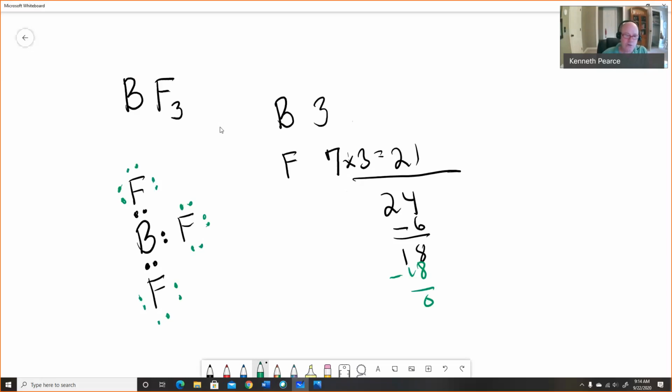And now we check for octets. The fluorines are happy. They have 8 apiece. The boron, on the other hand, has 6. But that's okay, because boron is happy with 6. Because remember, everybody wants 8, but hydrogen is happy with 2, and boron is happy with 6. Everybody wants 8 except for boron and hydrogen. And so, sure enough, that's the structure.